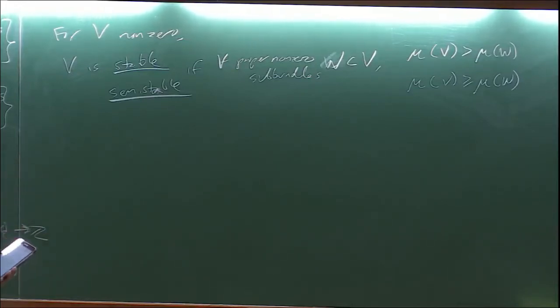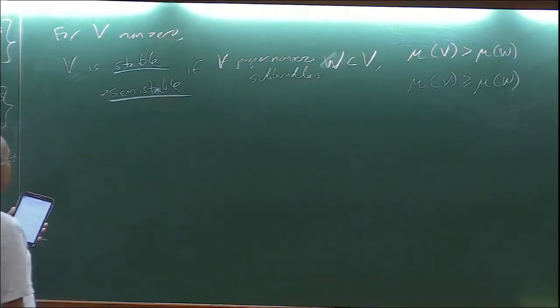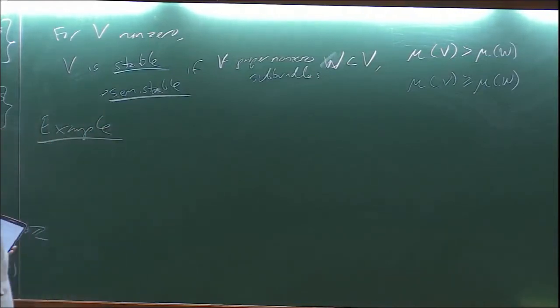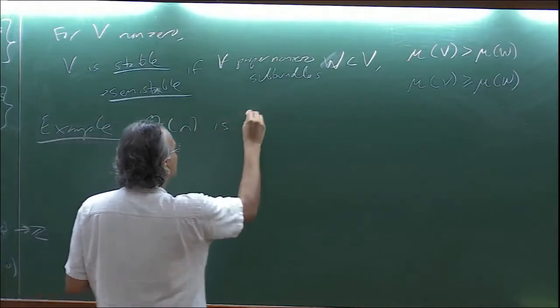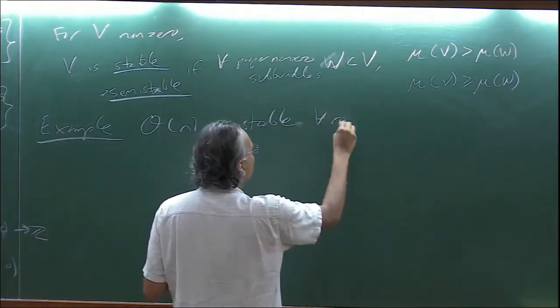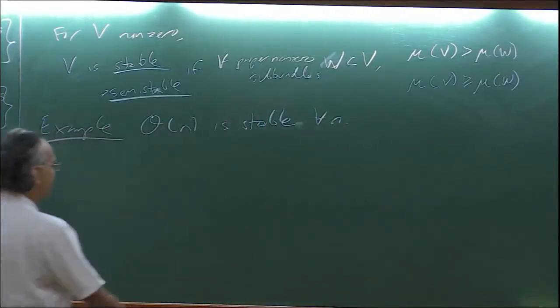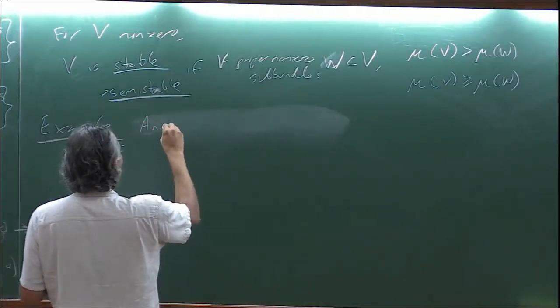But okay, so we have this notion. I'm mostly going to talk about the semi-stable ones, but a key example is, and if this example were not valid, then this whole theory would fall apart, O(n) is stable for all n. So maybe I should really say any line bundle is stable.